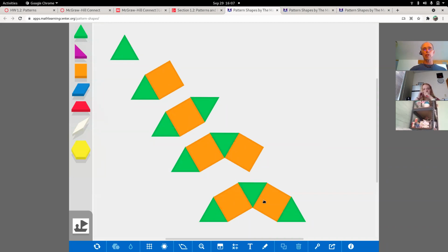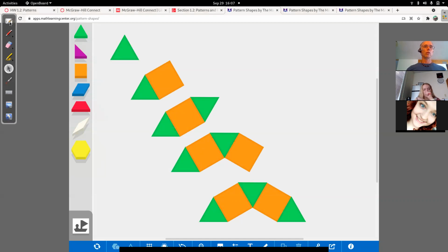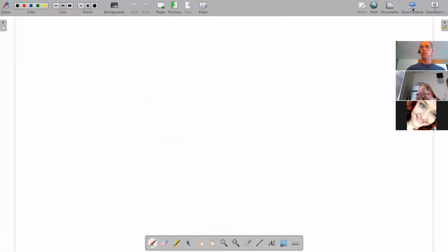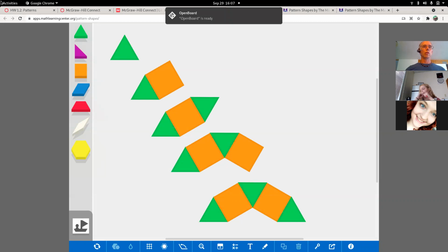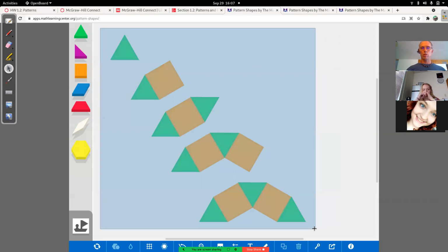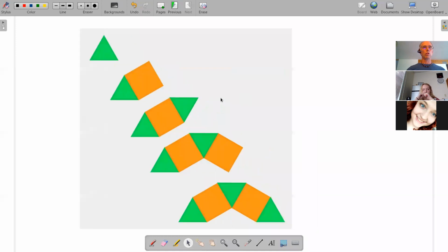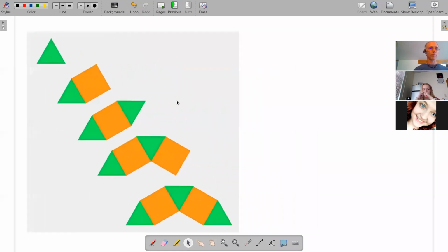So I'm going to make a screenshot of this so I can scribble on it and write down some of its properties and see if I can extend them. I got a blank page, good. And screenshots. All right, so here's my pattern I want to play with.